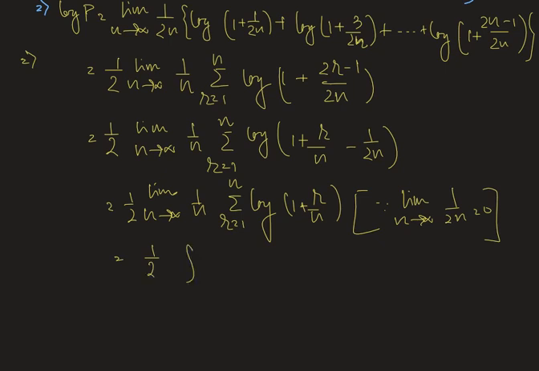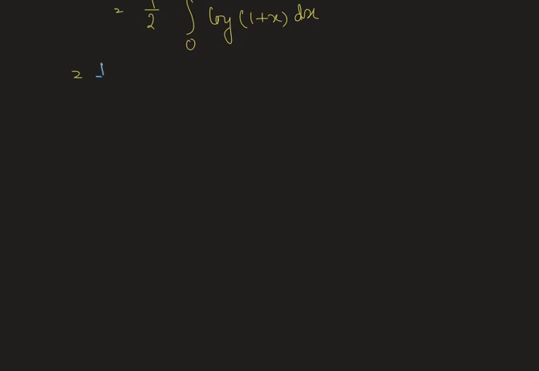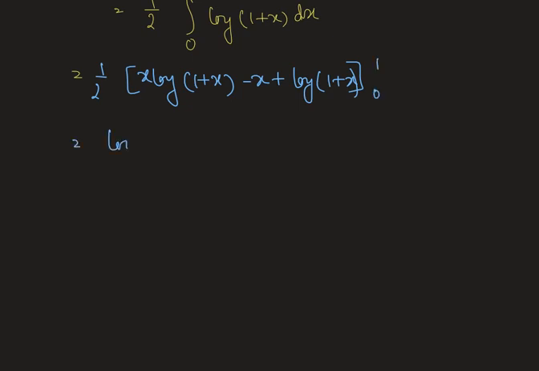Therefore we get half integration 0 to 1 of log(1 + x) dx. That is half times [x log(1 + x) - x + log(1 + x)] with range 0 to 1, which results in (4/e) whole to the power half. If we take the half into the power, we get (4/e) to the power half. Therefore, P is equal to 2 by root e.